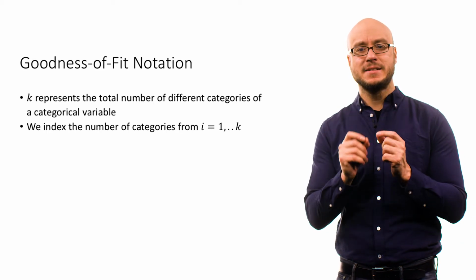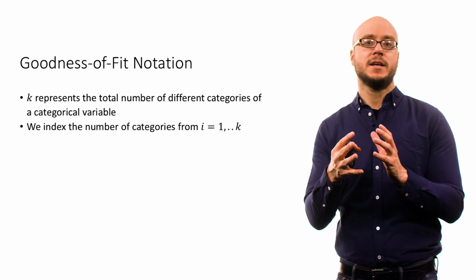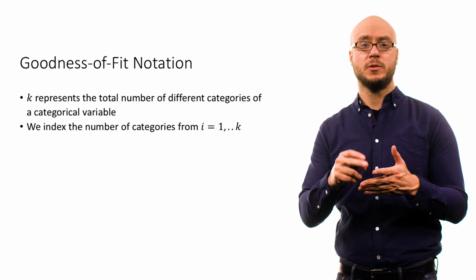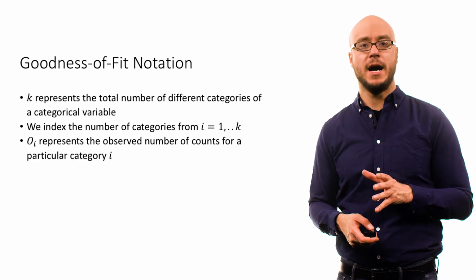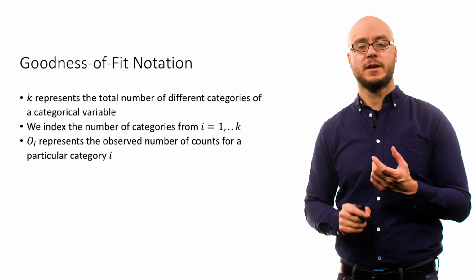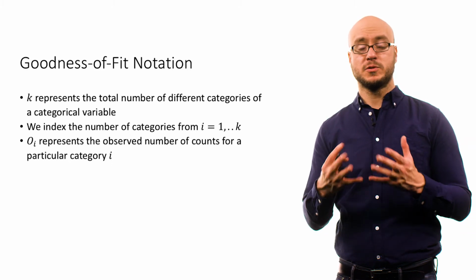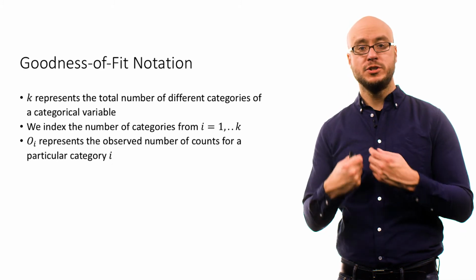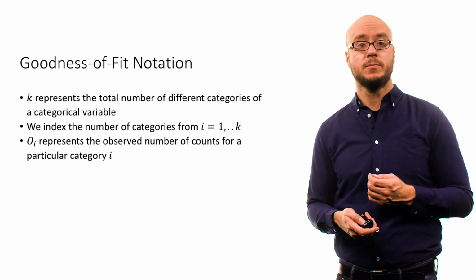And then we like to index these categories from i equals 1 to K. So in this particular example, in which we talk about young people's religious affiliations, we have i equals 1, i equals 2, and i equals 3, where K is 3. We just like to keep track of these different categories. But we like to use a capital O with a subscript i, which indexes that particular category, to represent the observed number of counts for a particular category i. So if i equals 1 refers to those young people who are Protestants, O subscript 1 would just be the observed number of counts for that category, in this case Protestants.